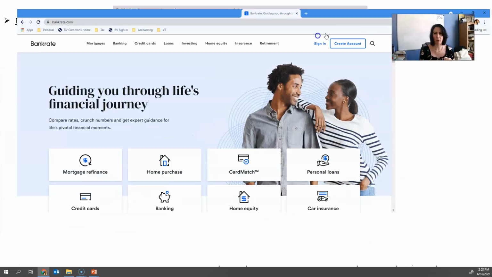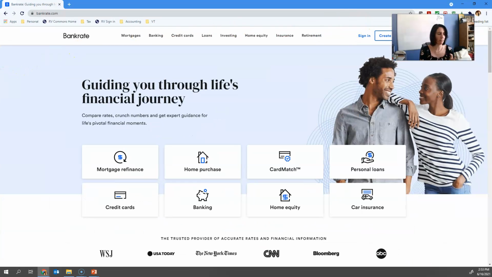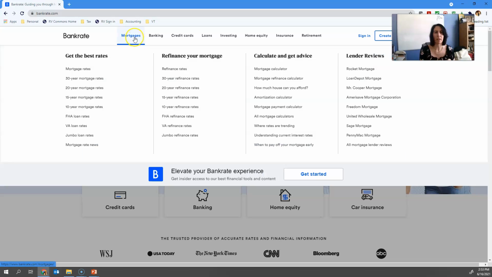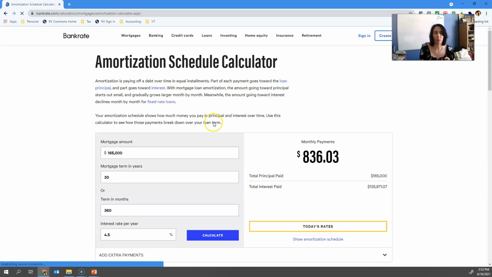I just grabbed bankrate.com, but you can go to pretty much any banking website. I'm going to go to mortgages, and then to the amortization calculator. Like I said, you could just Google amortization calculator, or mortgage payment calculator. They're really the same thing for our purposes.